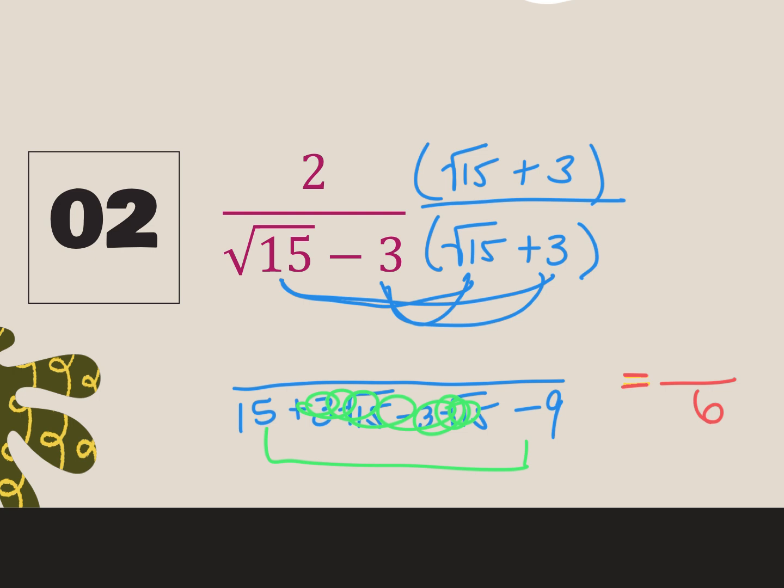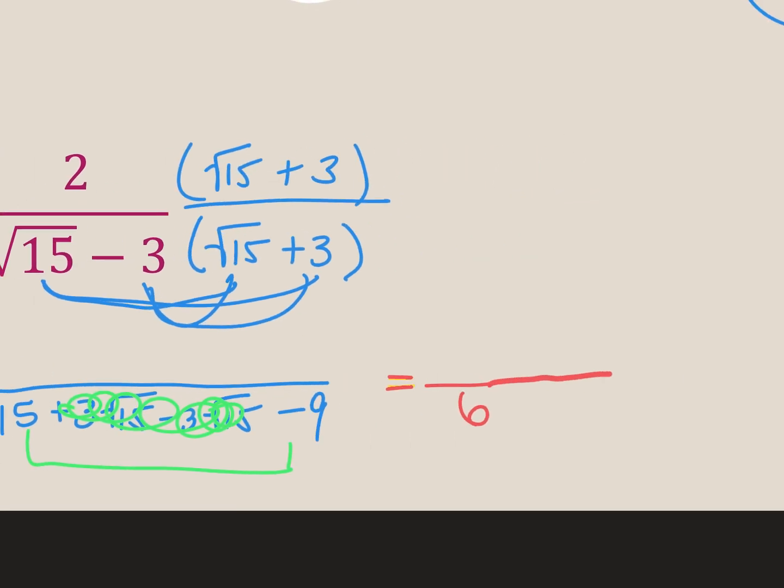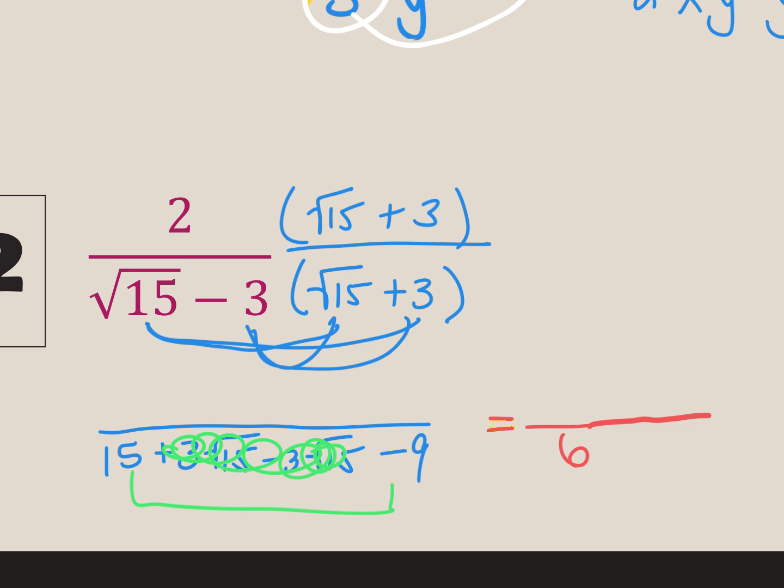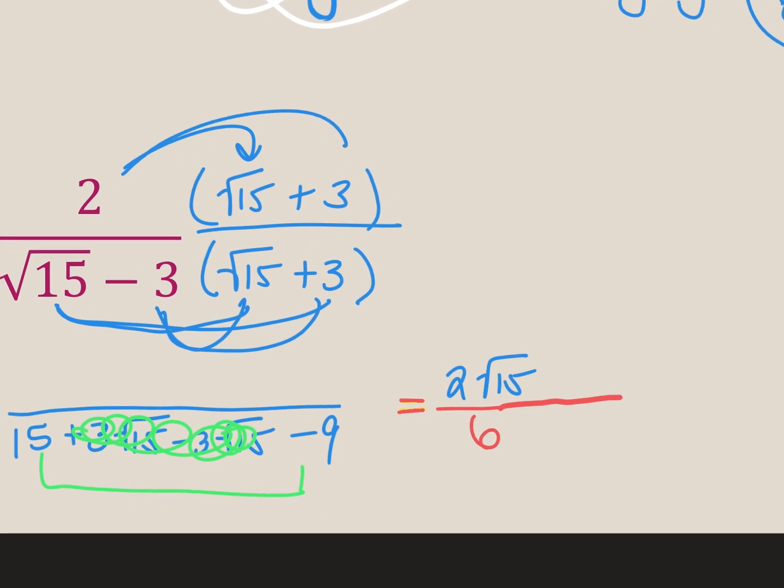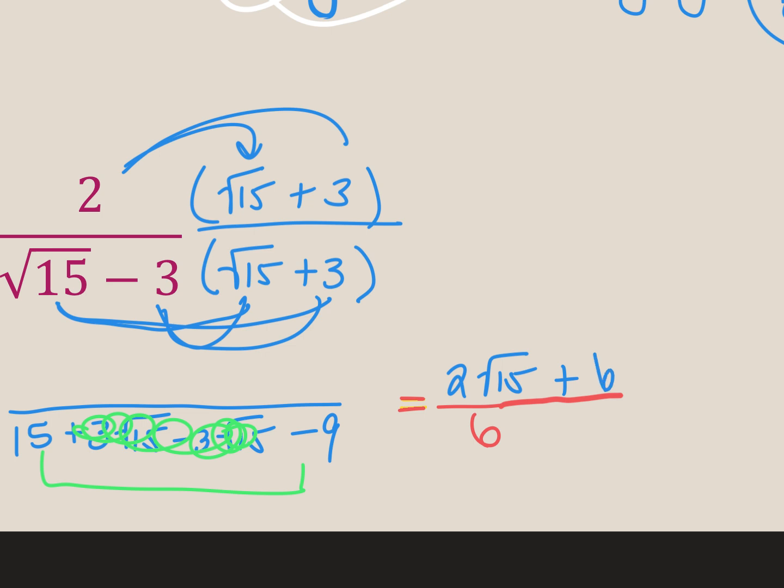Yes. Now in the numerator, guys, use your good math skills. When I multiply 2 times the square root of 15, that is not the square root of 30. What is 2 times the square root of 15? 2 radical 15. What is 2 times 3? Plus 6.